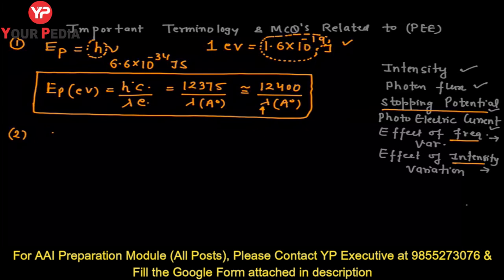Fine. Next, I told you in the previous lecture that if kinetic energy is asked, what will be the kinetic energy of the ejected electron? Usually, student, you use this relation: maximum kinetic energy is equal to h nu minus phi, right?